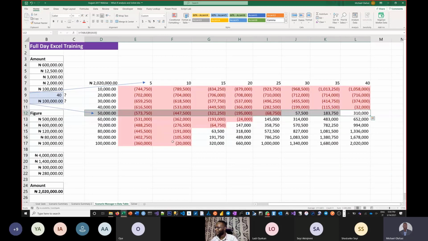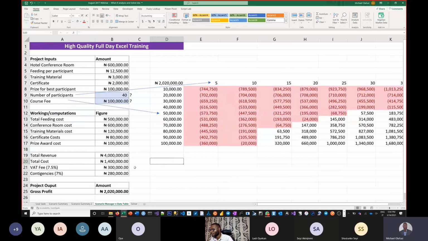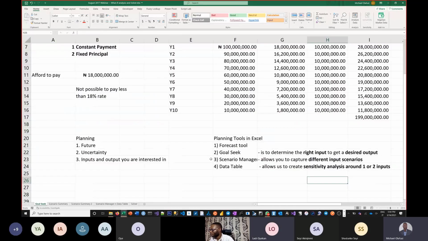So I've come to the end of my session. So these are the planning tools that Excel has put there for us so that we don't suffer unnecessarily.